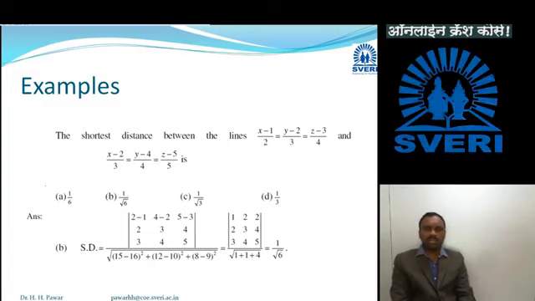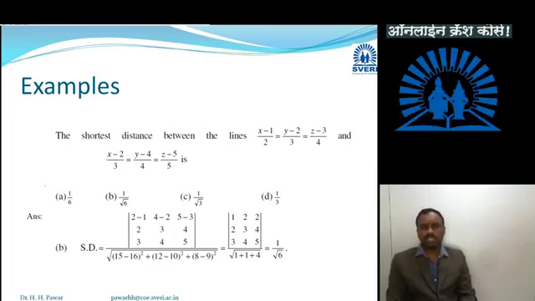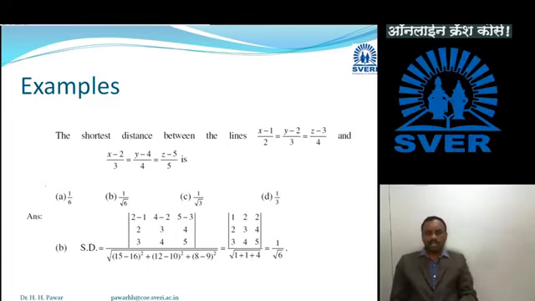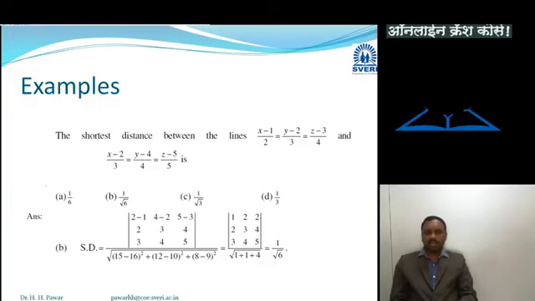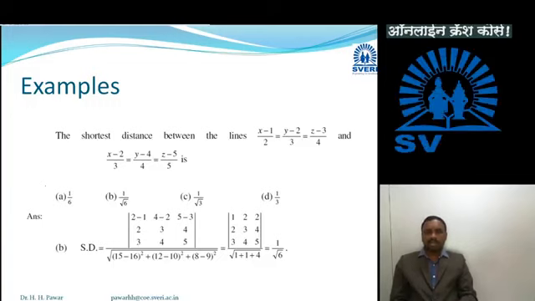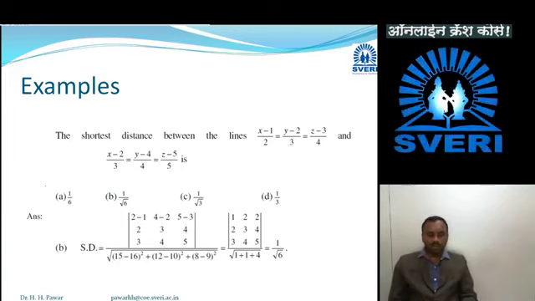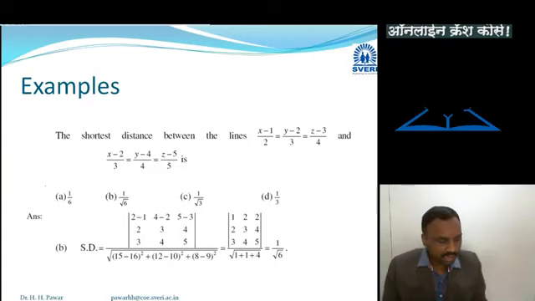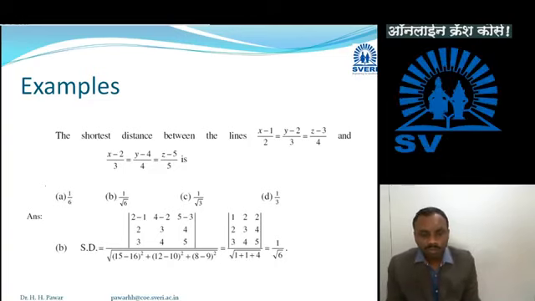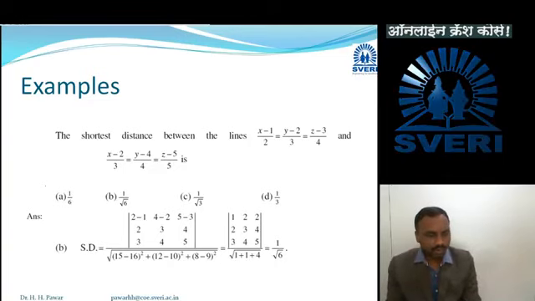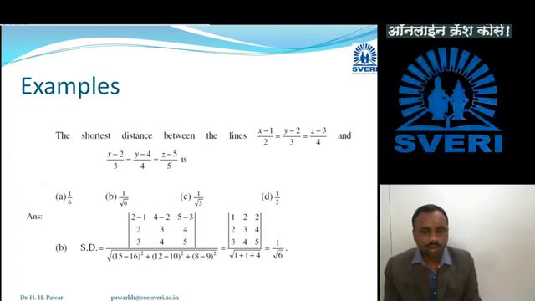As we know that the formula for shortest distance is the determinant with rows x2 minus x1, y2 minus y1, z2 minus z1, then a1 b1 c1, a2 b2 c2, in the same way, divided by square root of.